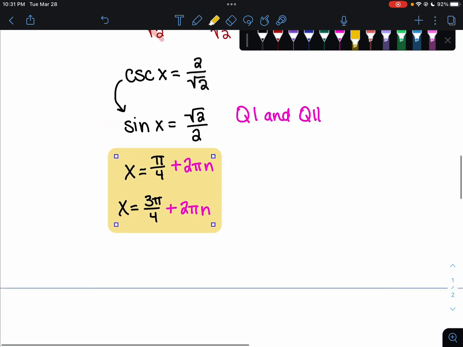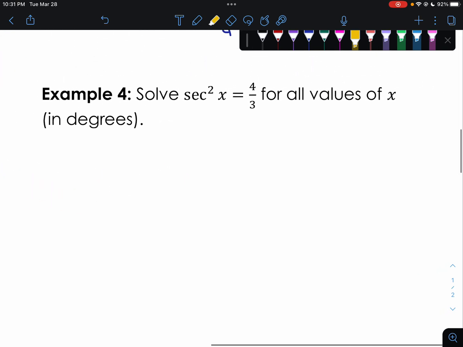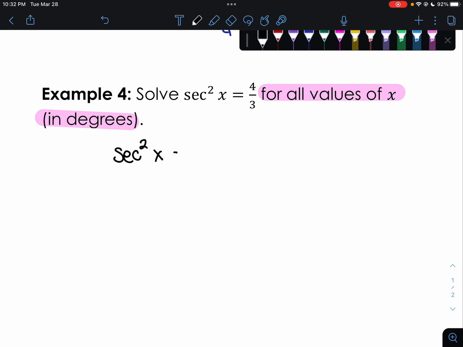Okay, moving on to the very last example. Solve secant squared x equals 4/3 for all values of x in degrees. So this one we are solving in degrees. Our answers will be in degrees.